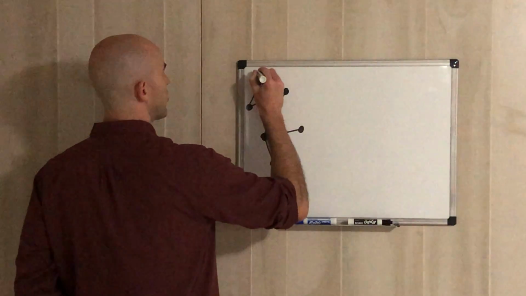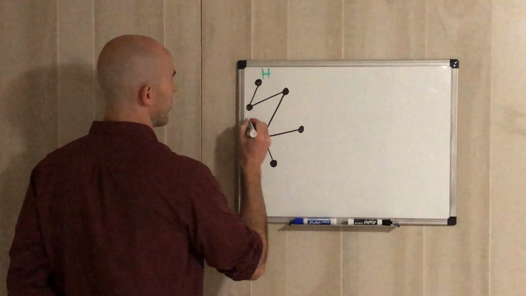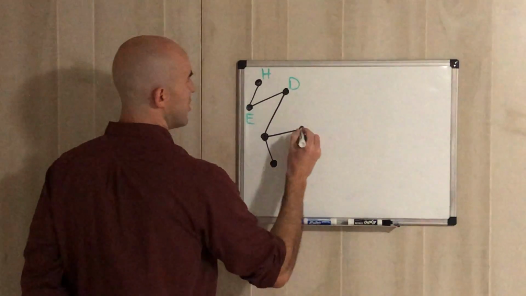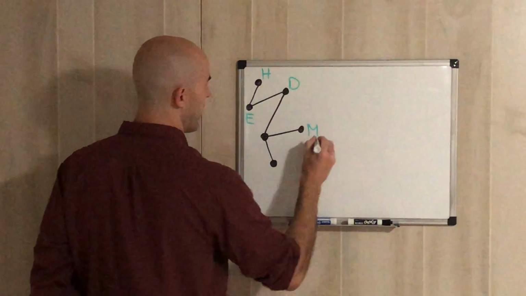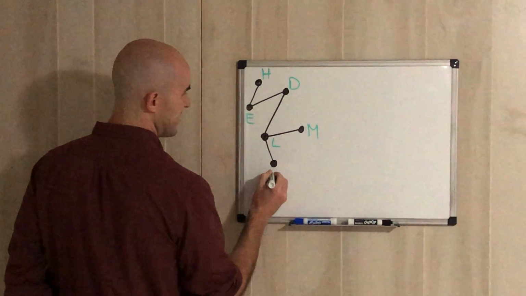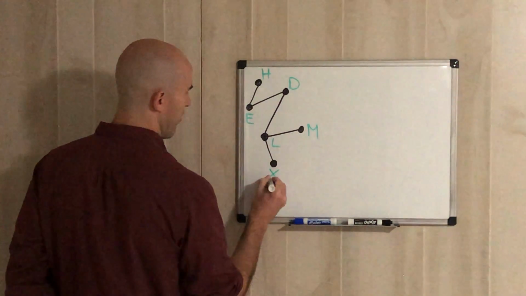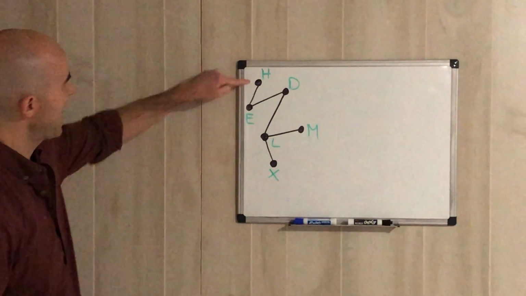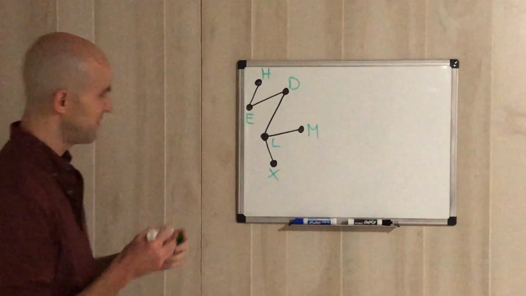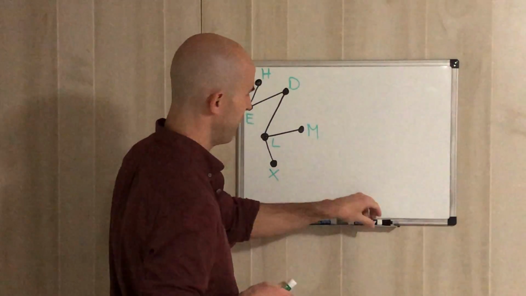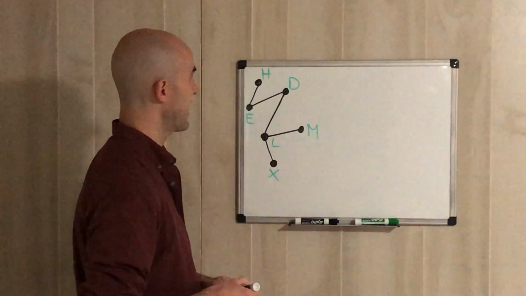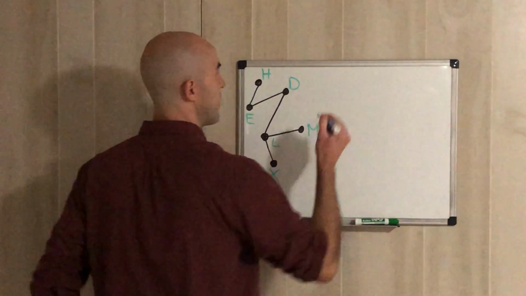We can call this one H, we can call this one E, we can call this one D, we can call this one M, we can call this one L, and we can call this last one here, we can call that one X, right? So we have H, E, D, L, M, and X, right? And so, again, if we wanted to represent this, first thing we can do to represent this, again, since it's a vertex edge graph, we can start off.